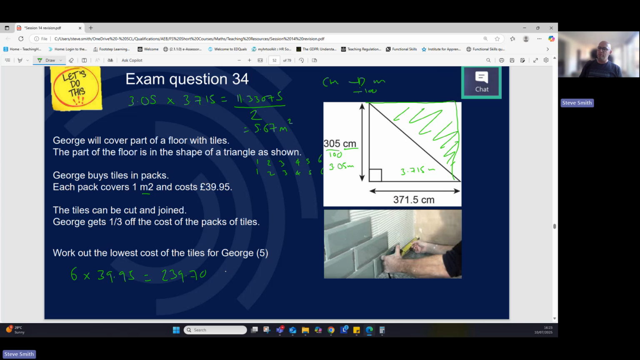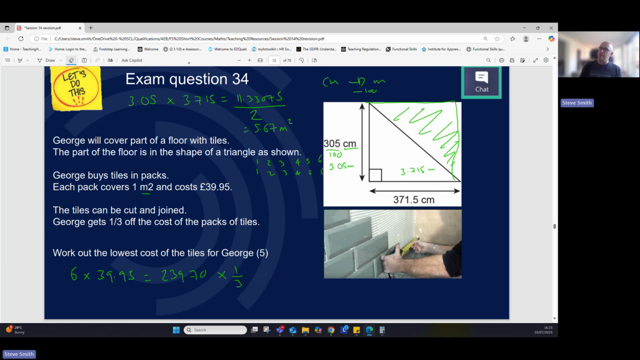And again, that's not the final price, because if George pays now, then he's going to get 1/3 off. Well, if we times it by 1/3, that's going to give us what 1/3 is, isn't it? If we times it by 0.3, that's not going to give us our right answer, is it? Because we know that 1/3 is not 0.3. 1/3 is 0.3333 forever. So it's not the same number. So we cannot change that to a decimal.